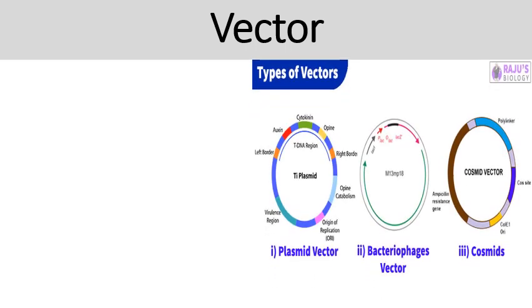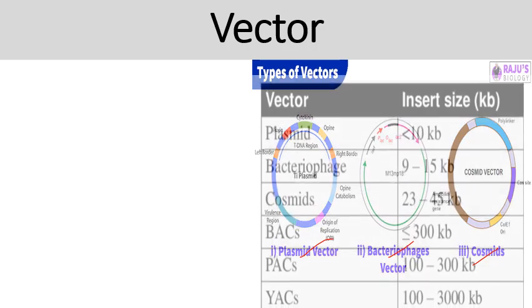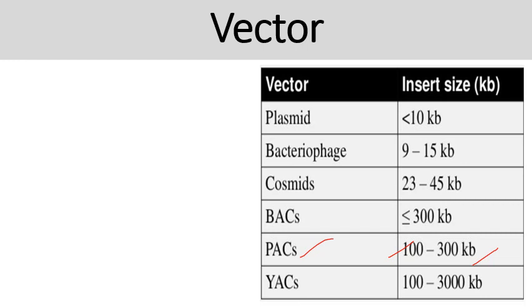So there are different types of vector, like we have plasmid vector, bacteriophage vector, then we have cosmids, phagemids, YACs, BACs. तो different तरह के हम vectors use करते हैं इस technology में. And on the basis of insert size, means कितना foreign DNA का fragment हम उस vector में carry कर सकते हैं, on the basis of that there are different types of vectors, like we have plasmid.